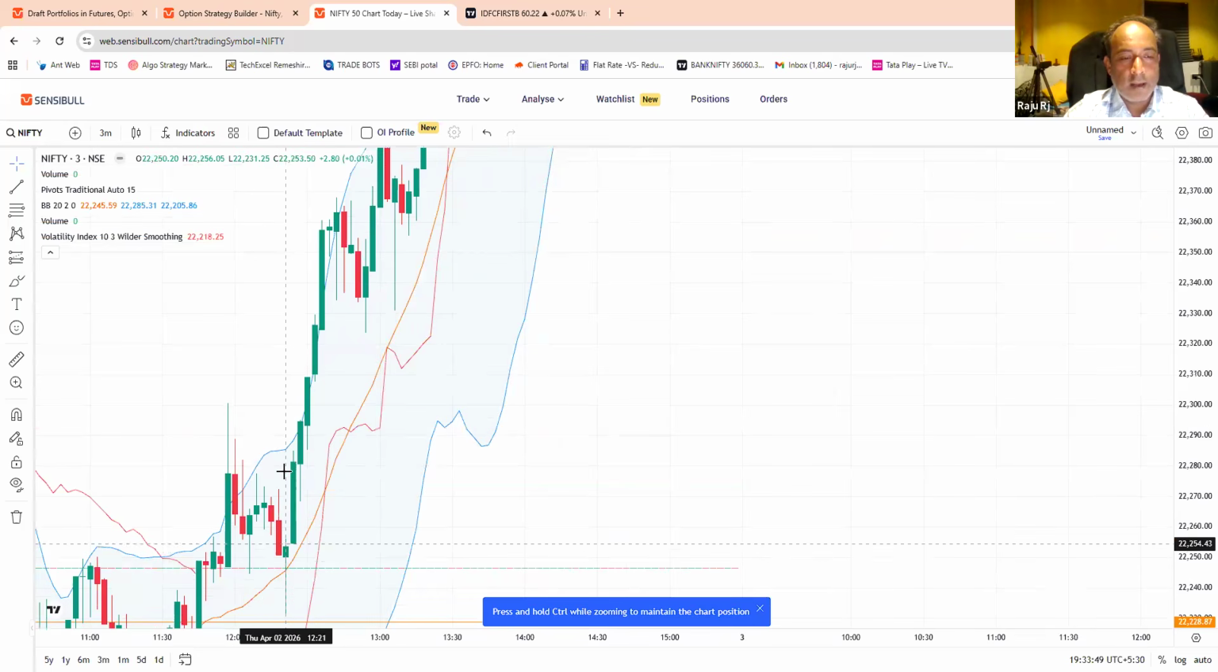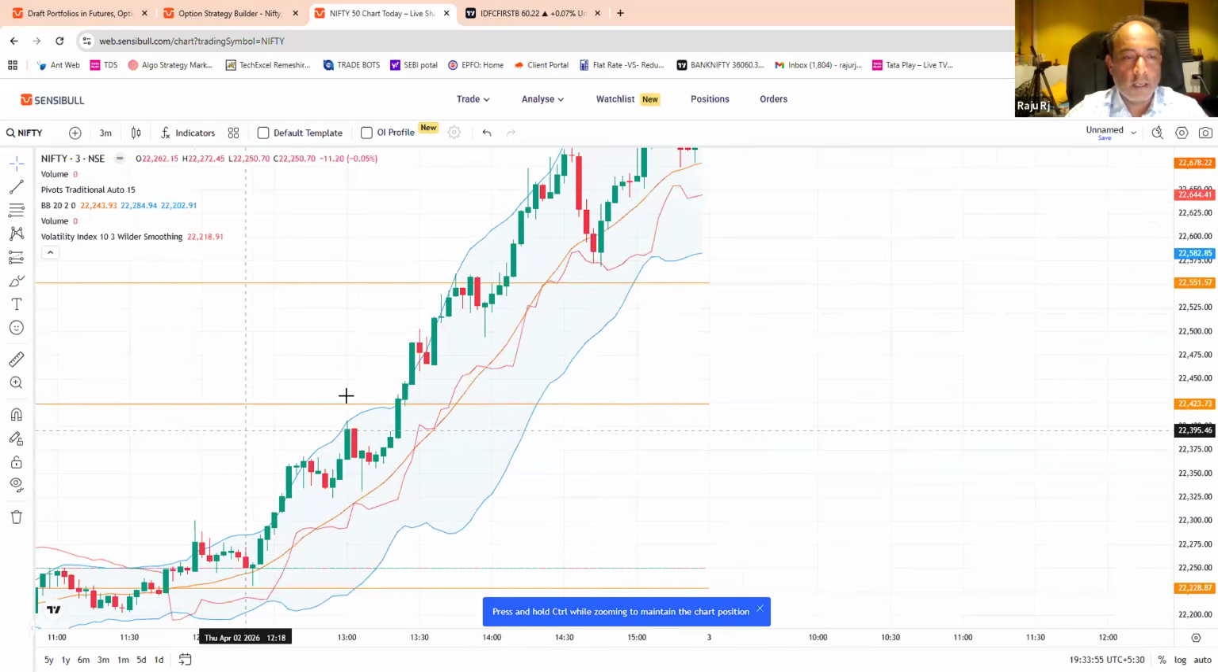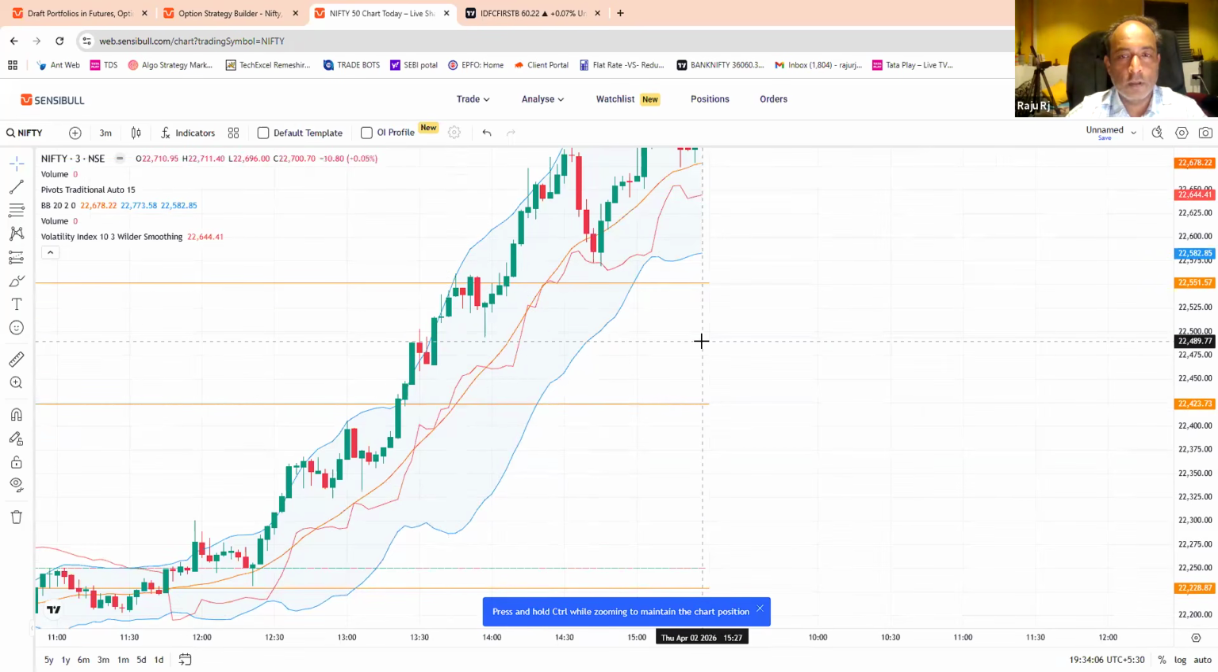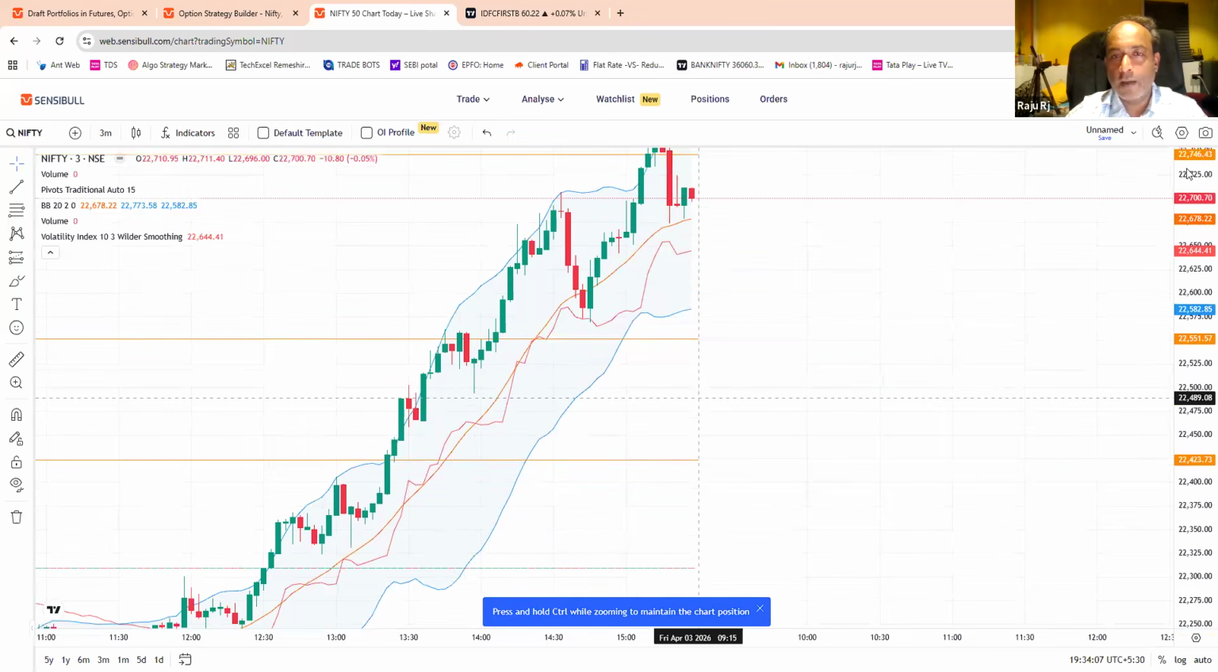This is the hammer above the Bollinger Band, touching the upper Bollinger Band. All the candles have been touching the upper Bollinger Band here. These are all the exit areas. Again, re-entry if it is above the Bollinger Band. If it is closing below the Bollinger Band, you have to exit.